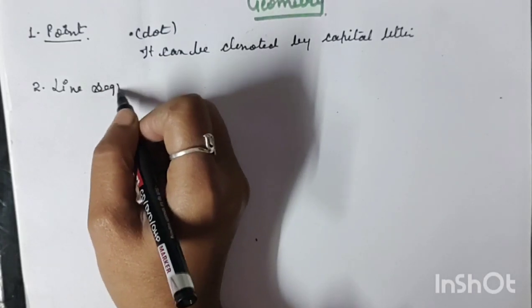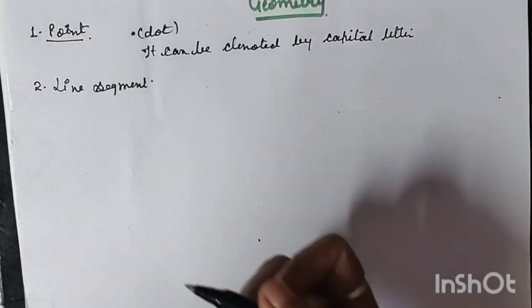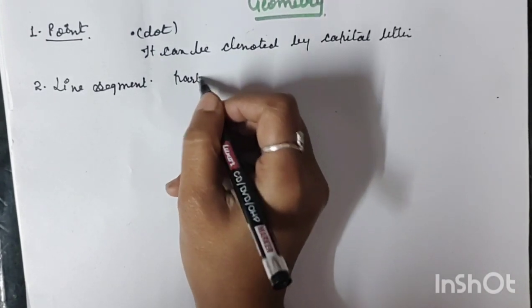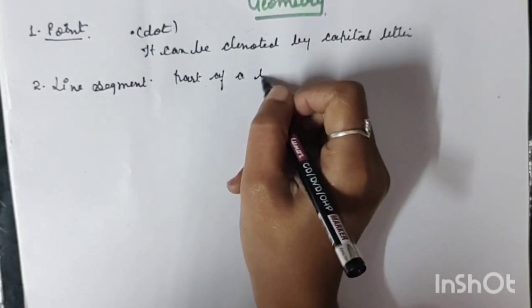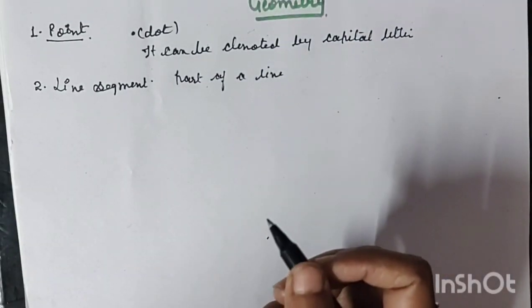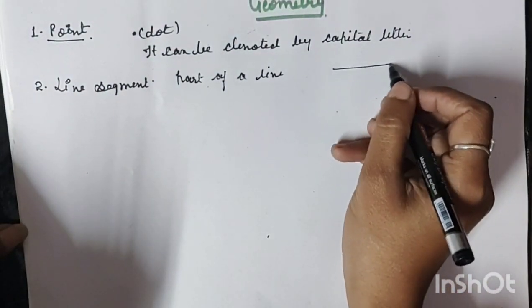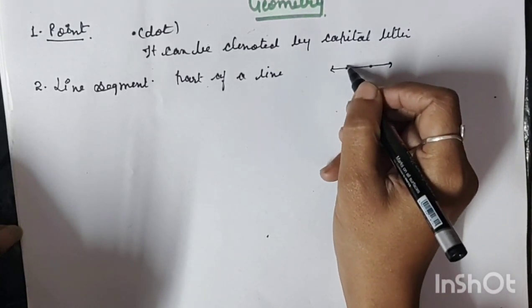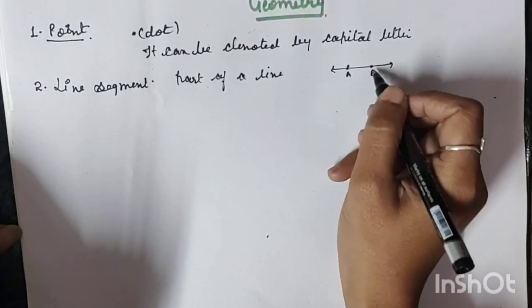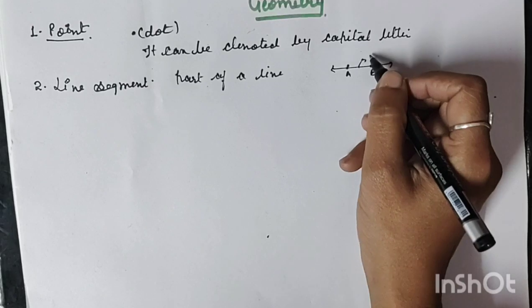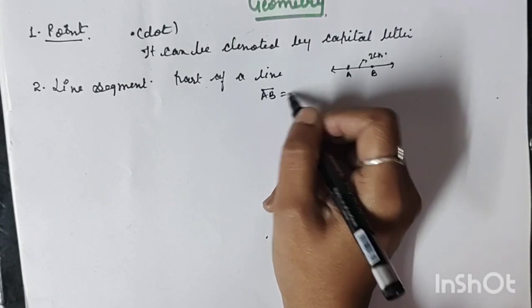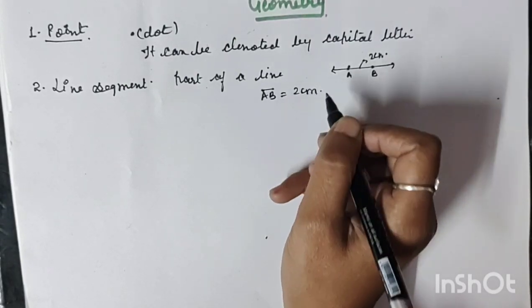What is line segment? As I already explained, line segment is the part of a line. Suppose that this is your line, and this part of the line is known as a line segment. Here we can denote this line segment by AB, or suppose that this is 2 centimeter, so here we can say AB is equal to 2 centimeter. This is your line segment, right?